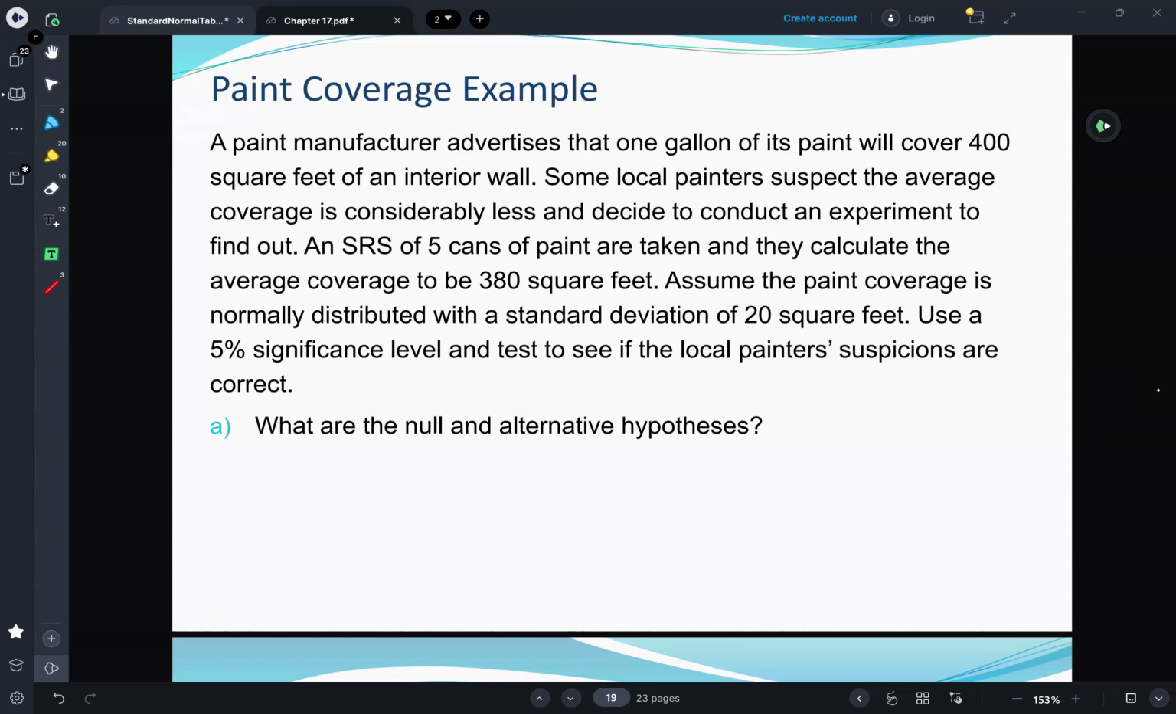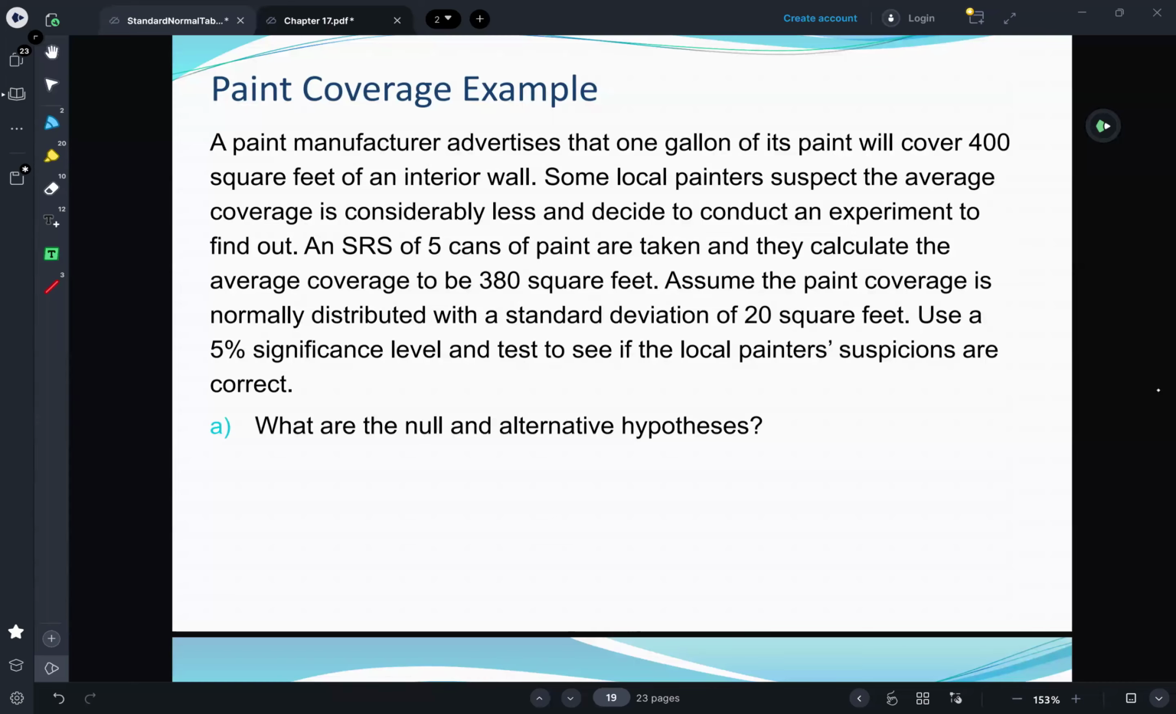So some local painters suspect that the average coverage is considerably less and decide to conduct an experiment to find out. That's basically what these are. These tests are like an experiment. You can do or get a simple random sample. They did an SRS of just 5 cans of paint, and they calculate the average coverage to be 380 square feet, right, from that sample.